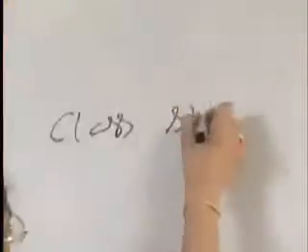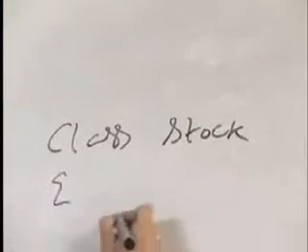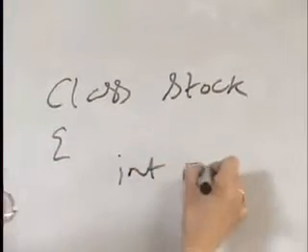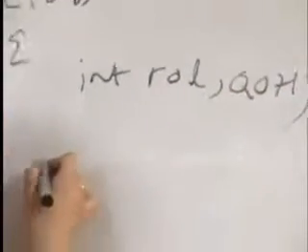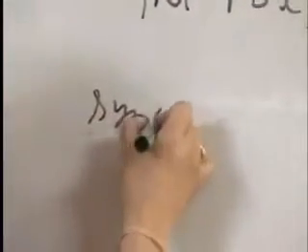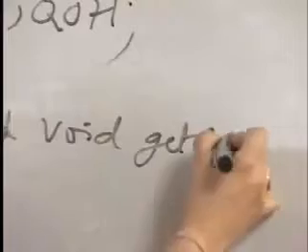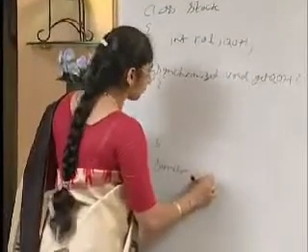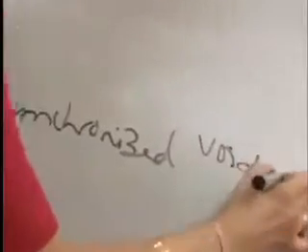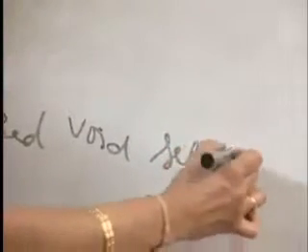Let's say we have class Stock with reorder level and quantity on hand. Let's say we have synchronized void get quantity on hand and set quantity on hand.